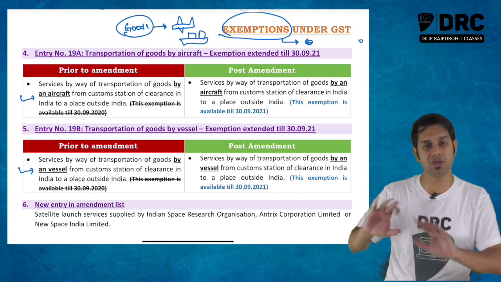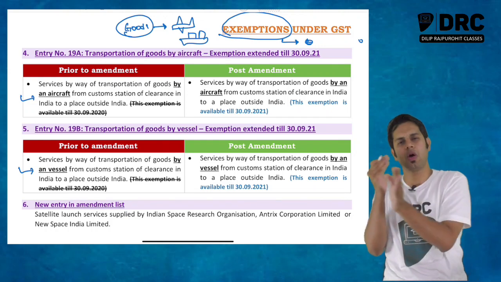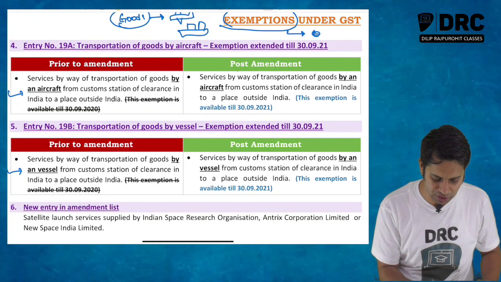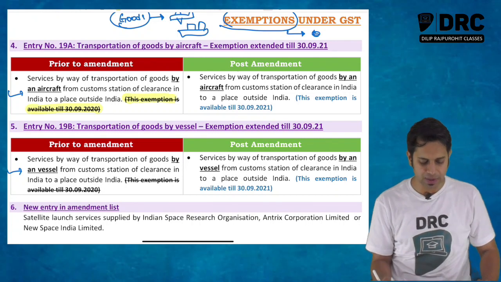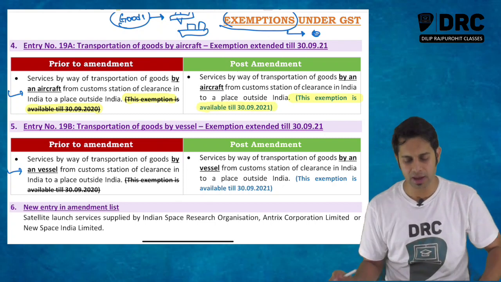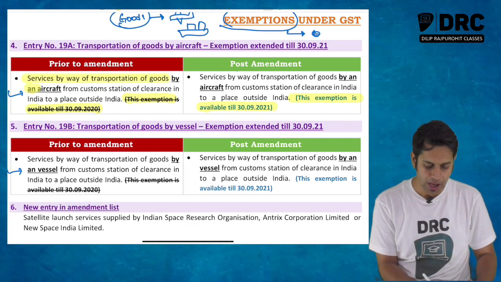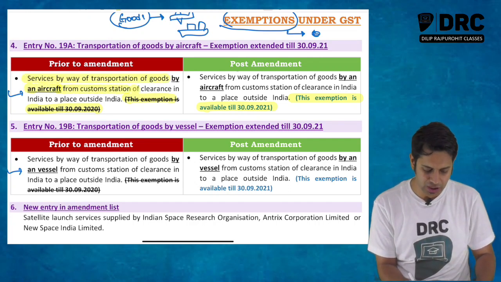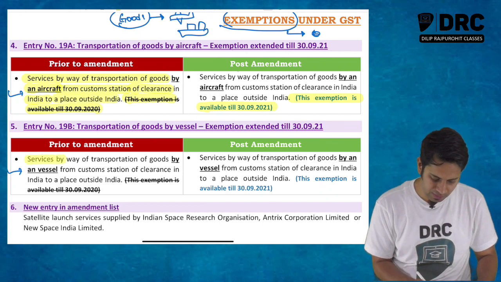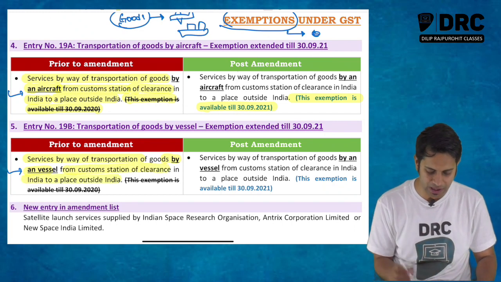So there is no change. Whatever you used to study, you are required to study again. The same point is there. Only thing is, this exemption which was available till 30th September 2020 is now available till 30th September 2021. Which exemption? Services by way of transportation of goods by an aircraft from customs station of clearance in India to a place outside India, or services by way of transportation of goods by a vessel from customs station of clearance in India to a place outside India.